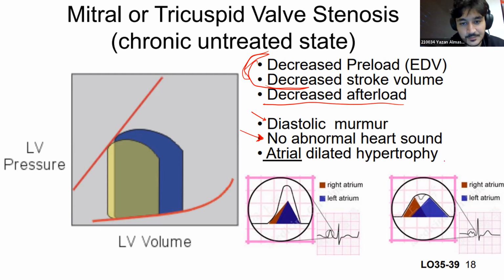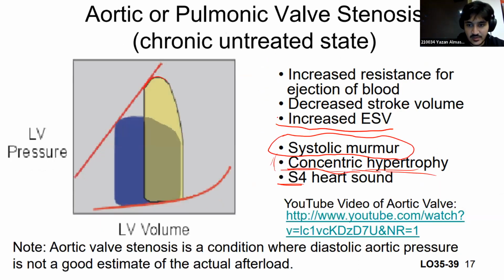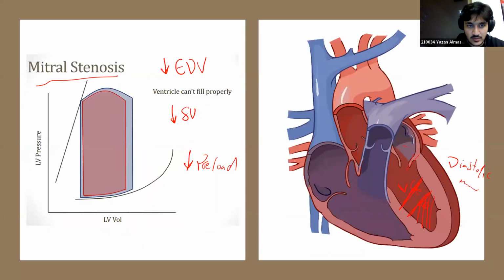Now, in mitral stenosis, we're going to have something called atrial dilated hypertrophy. Again, why do we ever have hypertrophy? Because we're overworking a muscle. Now, going back to mitral stenosis, since the valve is stenosed, it's very stiff to push the blood out. So we're going to have more than normal blood here, and then the atrium is going to become larger in size. So this is what the point is mentioning.